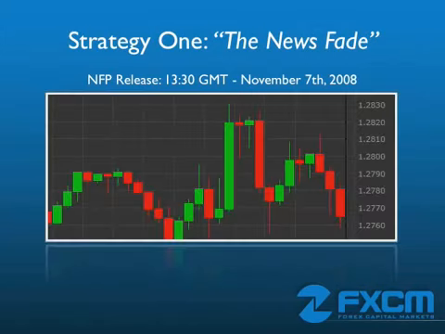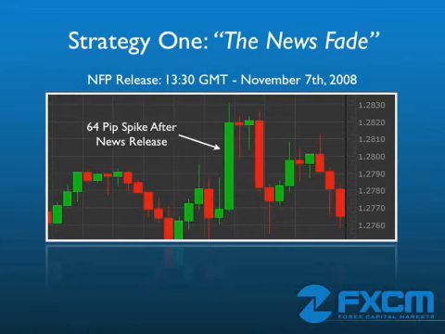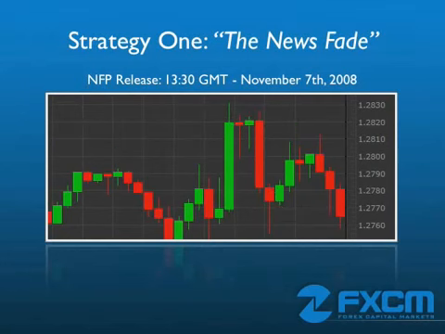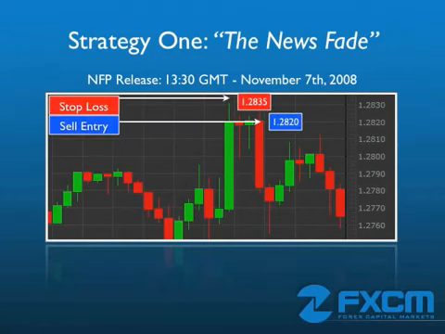After looking at the global economic calendar, I can see that NFP comes out at 13:30 GMT on November the 7th. If we pull up a euro-dollar chart for that time, we can see that the euro-dollar spiked up about 64 pips after that release. If we had implemented our strategy by waiting 15 minutes and then selling here around a price of 1.2820, sure enough, the price reverted back to the mean, and we could have closed out our trade around 1.2780 for a profit of 40 pips.